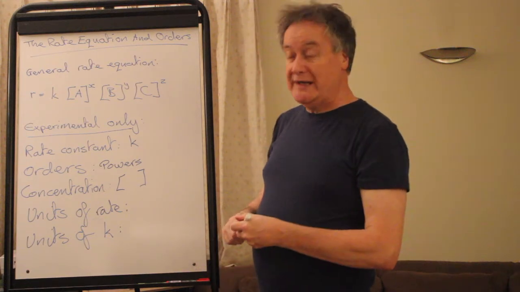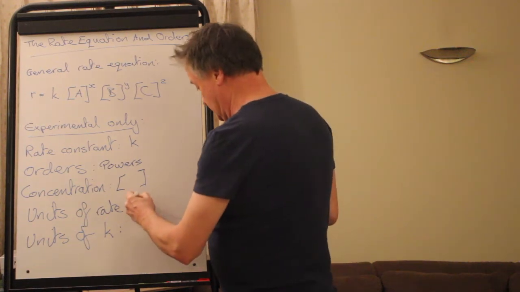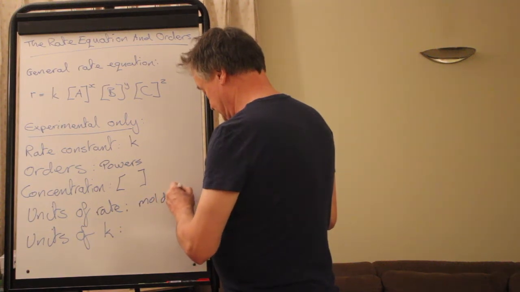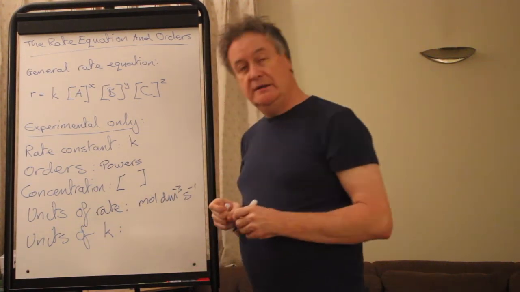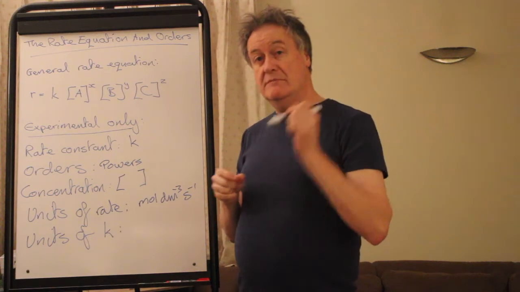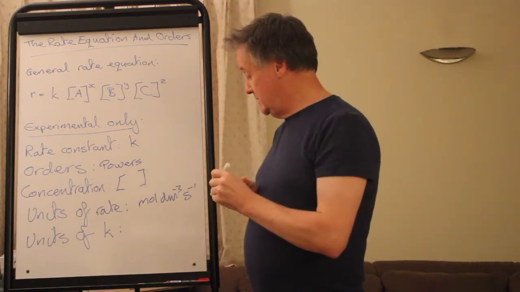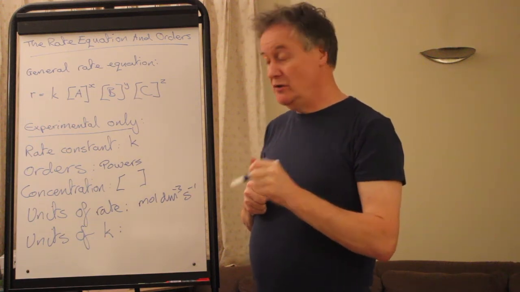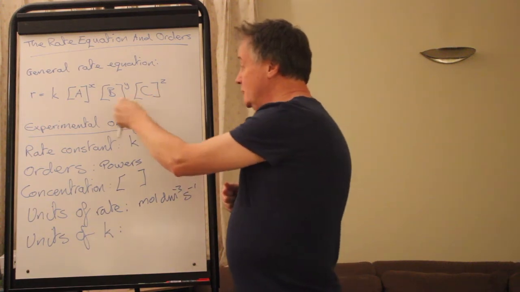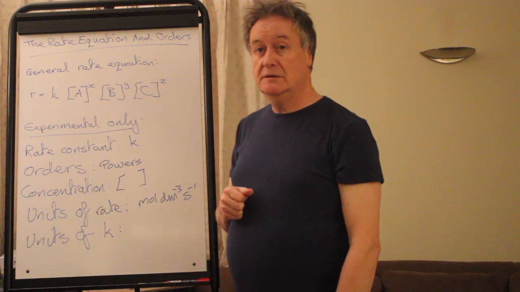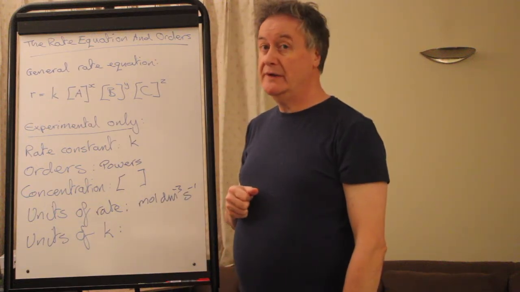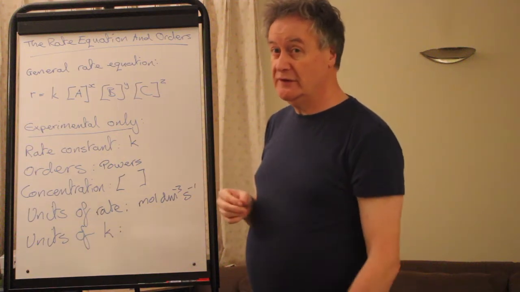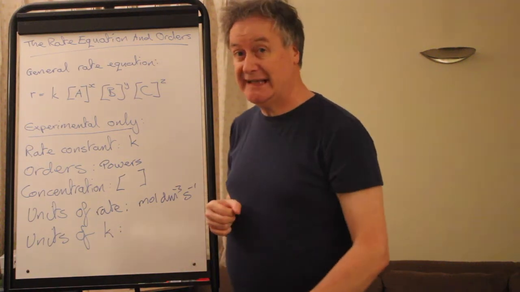Now the units of rate, always the same. The units of rate have to be moles per cubic decimetre per second, because it is the rate of change of concentration of a reactant. These will be reactants, or at the very least a chemical involved in the reaction, even if you can't see it in the equation. That's because it's a catalyst.